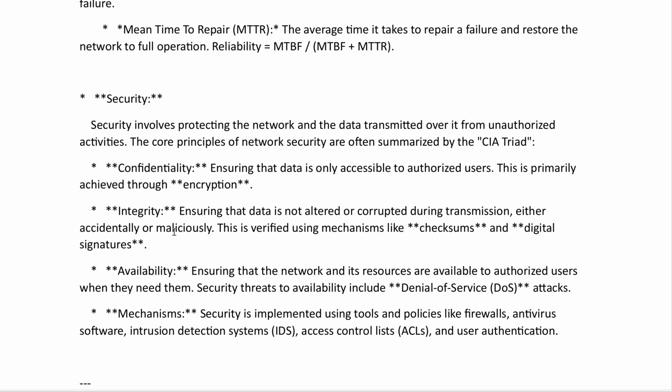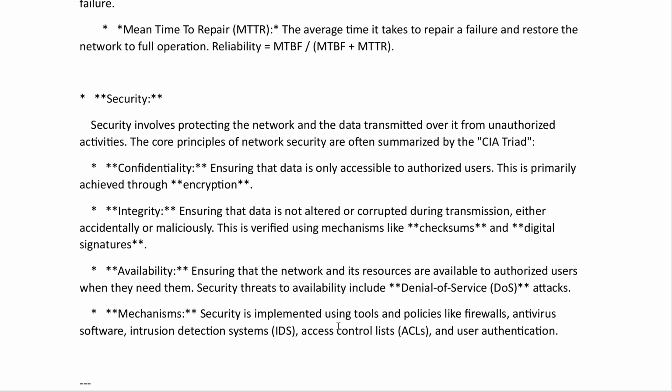Security also consists of the aspect integrity. Integrity means ensuring that data is not altered or corrupted during transmission, either accidentally or maliciously. This is verified using mechanisms like checksums and digital signatures. Security can also be determined in terms of availability. Availability is ensuring that the network and its resources are available to authorized users when they need them. Security threats to availability include denial of service attacks.